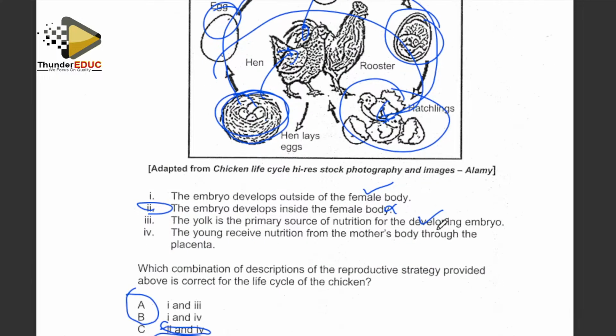So also 4 is wrong. Where there is 4 is also wrong. This is wrong. So it means that A becomes the most correct answer. So 2 marks there. Right.